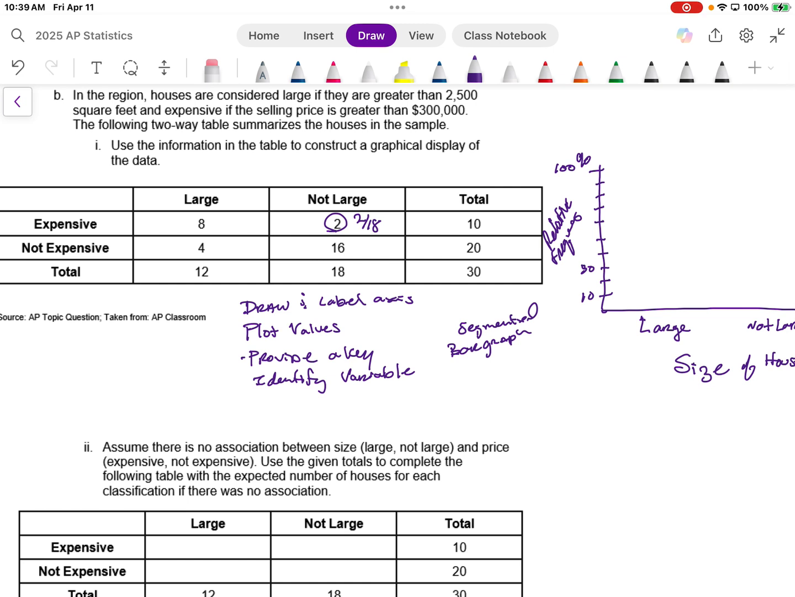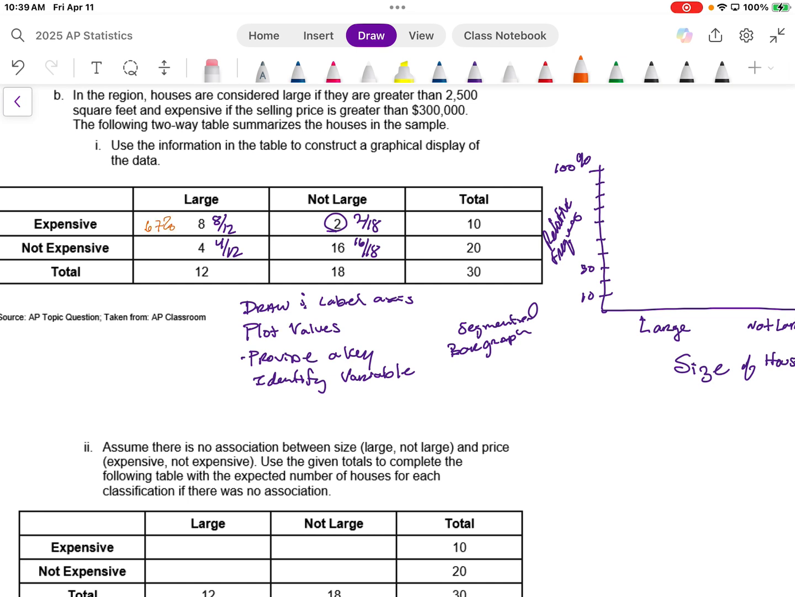And then this one would be 8 divided by 12. So I need to take each of these divided by the column total at the bottom. So that would be 4 out of 12, and this would be 16 out of 18. Looking at percentages, just to make it easy, I'm going to go with 2-digit percents. If we do 8 divided by 12, we divide top and bottom by 4, and we get 2/3. So that's about 67%.